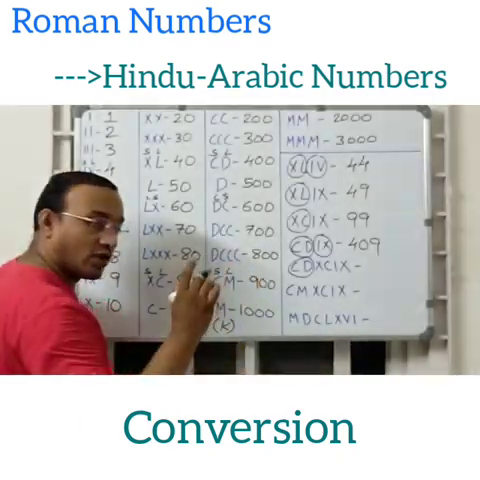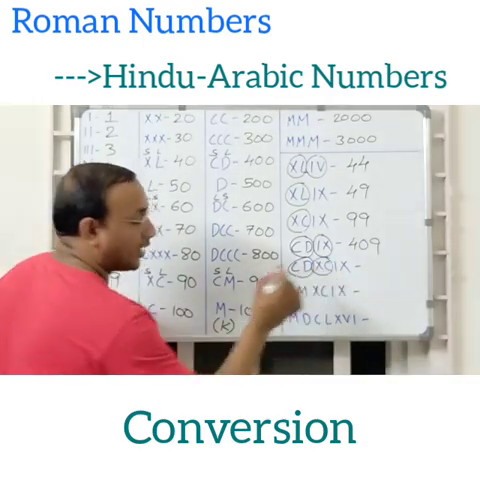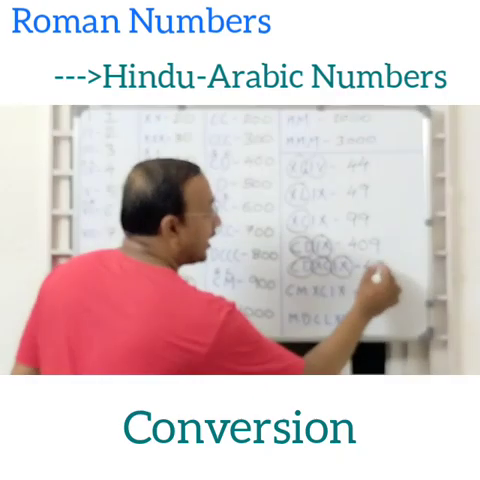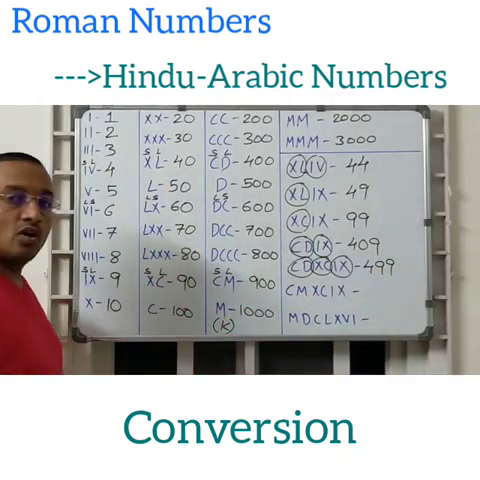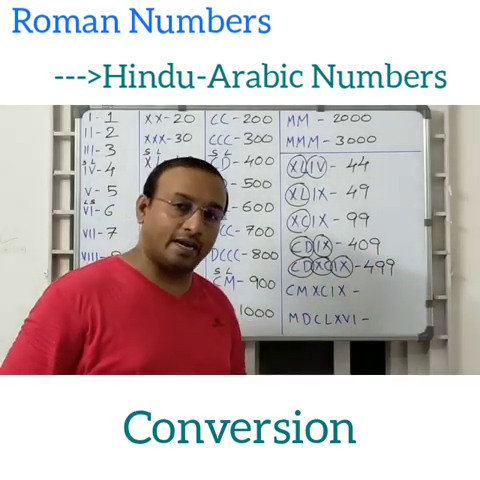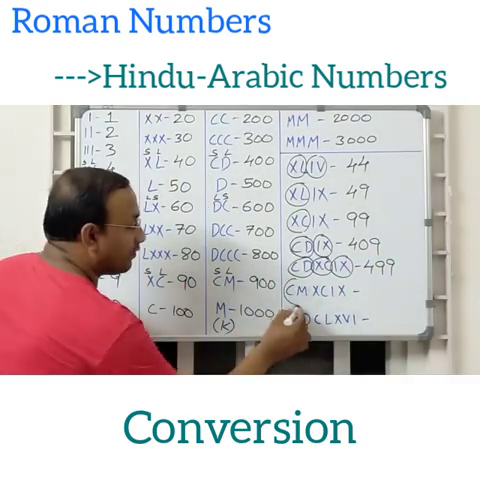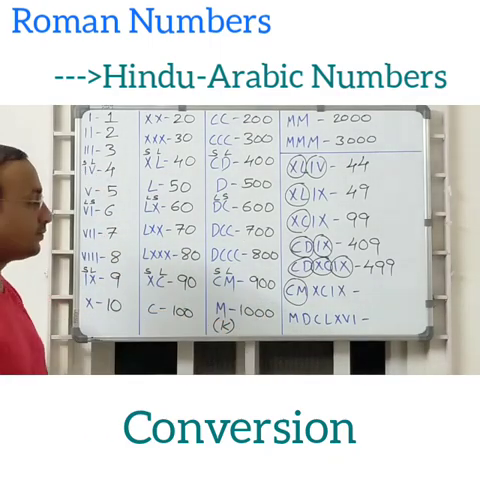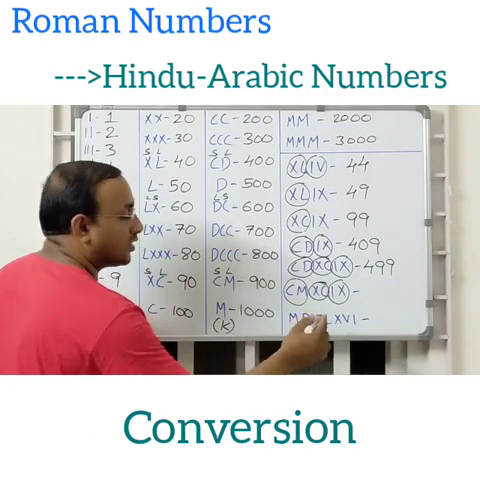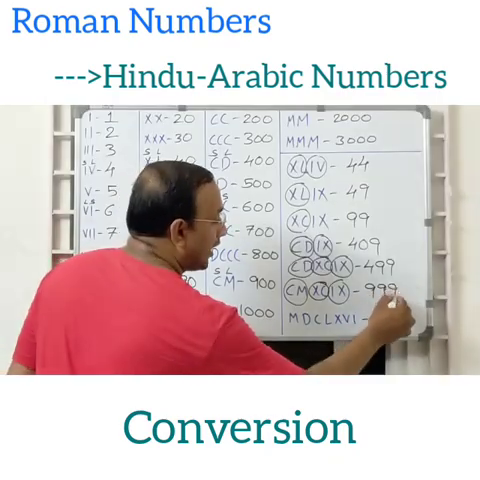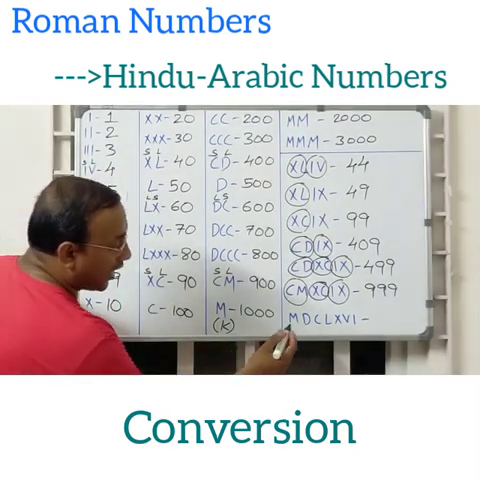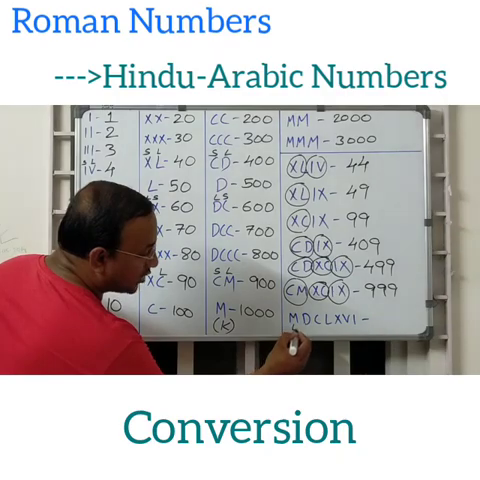CD is 400, XC is 90, and IX is 9. So what do we write? 499. Okay friends, we can add up also. 400 plus 90 plus 9, it's 499. Next, what is CM, friends? CM is 900. XC is 90, and this is 9. So what is that, friends? 999. Okay friends, next.